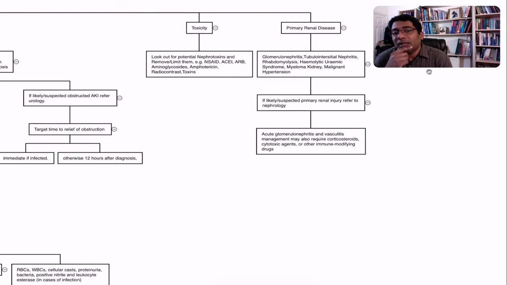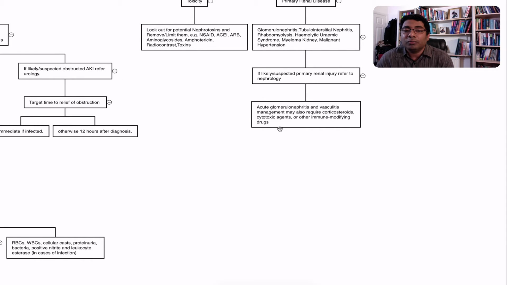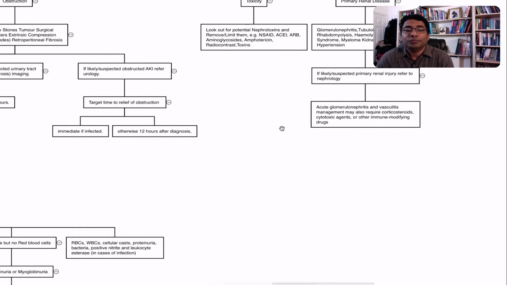So if you think your patient has got a primary renal disease, inform the nephrologist or the renal physician. Acute glomerulonephritis and vasculitis management may also require corticosteroids, cytotoxic agents, or immune modifying drugs. Okay.